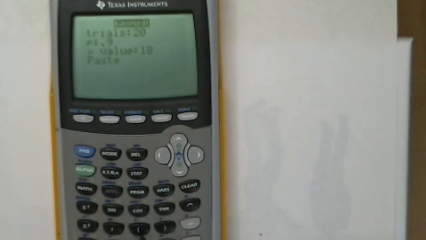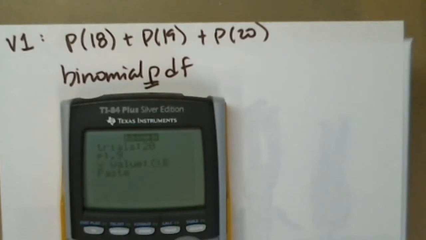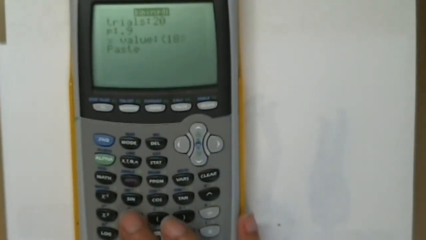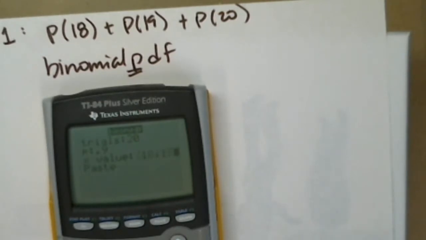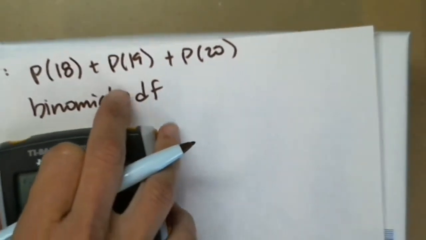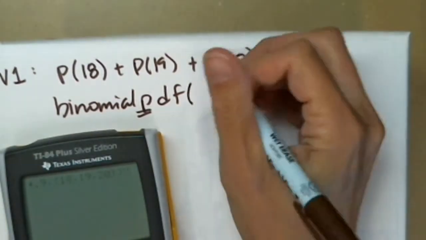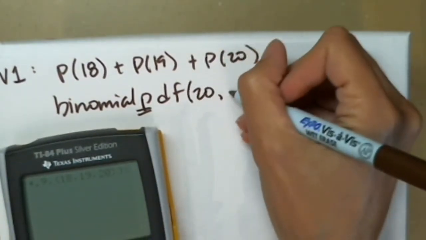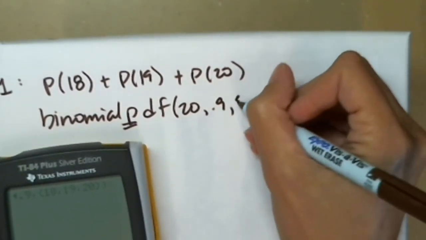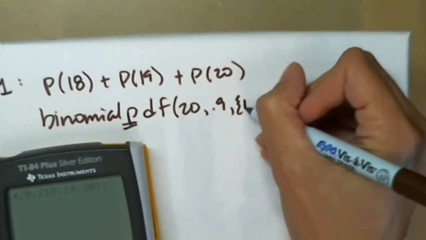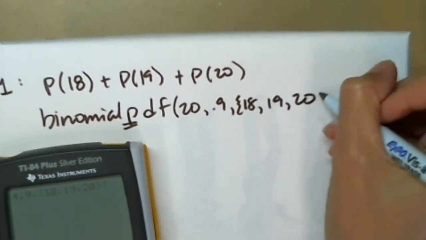Second of parentheses is a set bracket, so I'm going to grab the set bracket. And I don't want just one X value, I want 3. 18, comma, which is right above the 7, 19, comma, 20, and then find that closed set bracket on the other parentheses. Then we're ready to paste, and then enter. When we do this with the home screen version, if your calculator puts binomial PDF in the home screen, you put the number of trials, the probability of a success, and then use set brackets just like we did, 18, 19, 20.